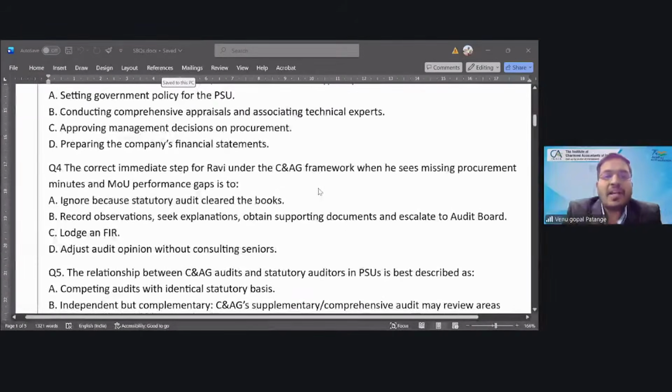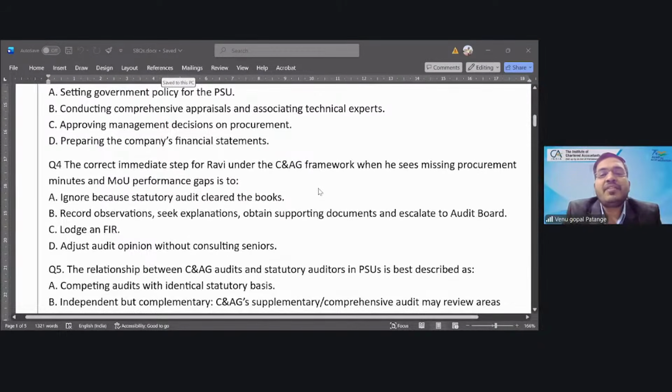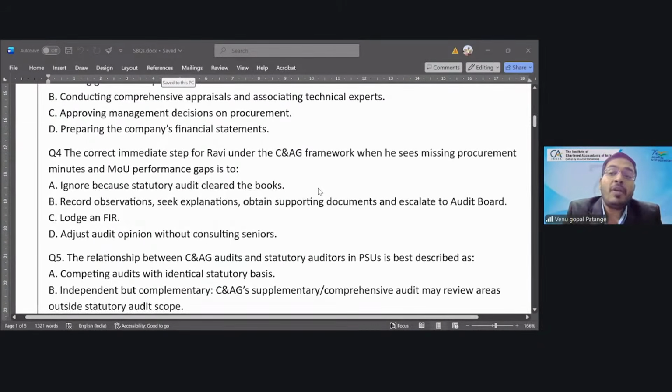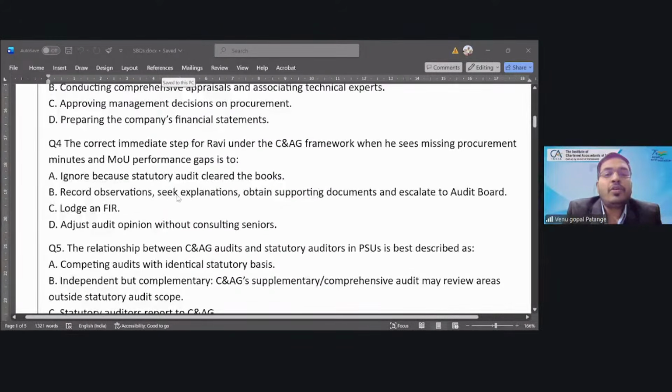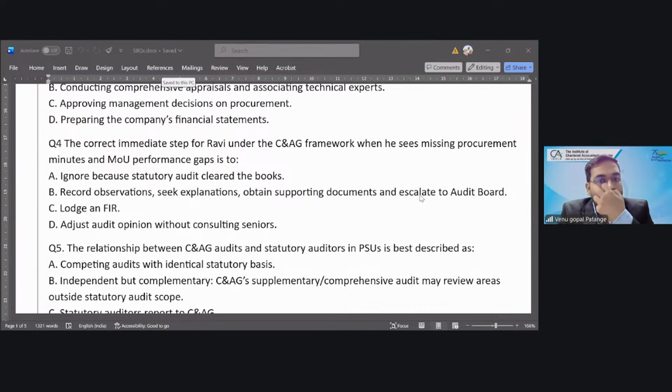What is the correct immediate step for Ravi under the C&AG framework when he sees missing procurement minutes, committee minutes, and the MOU, Memorandum of Understanding, performance gaps? He should record observations, seek explanations and supporting documents, and escalate to the audit board.